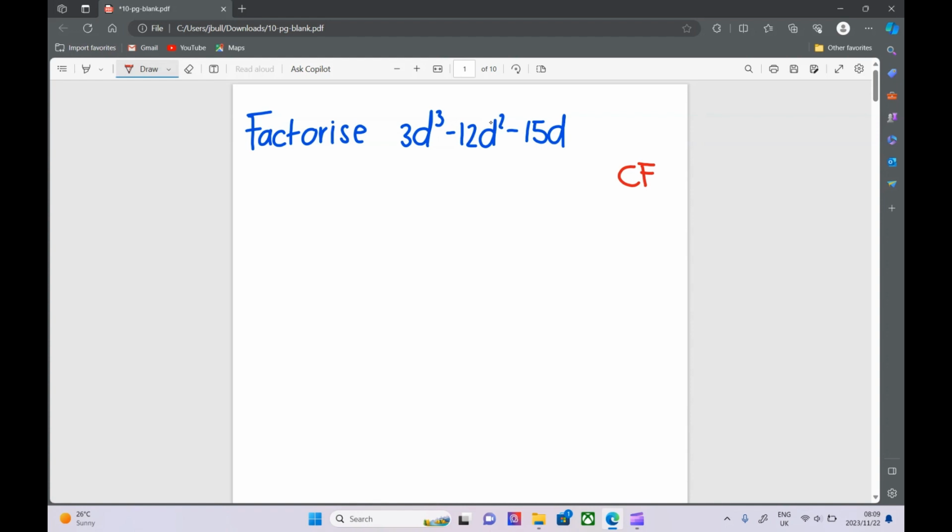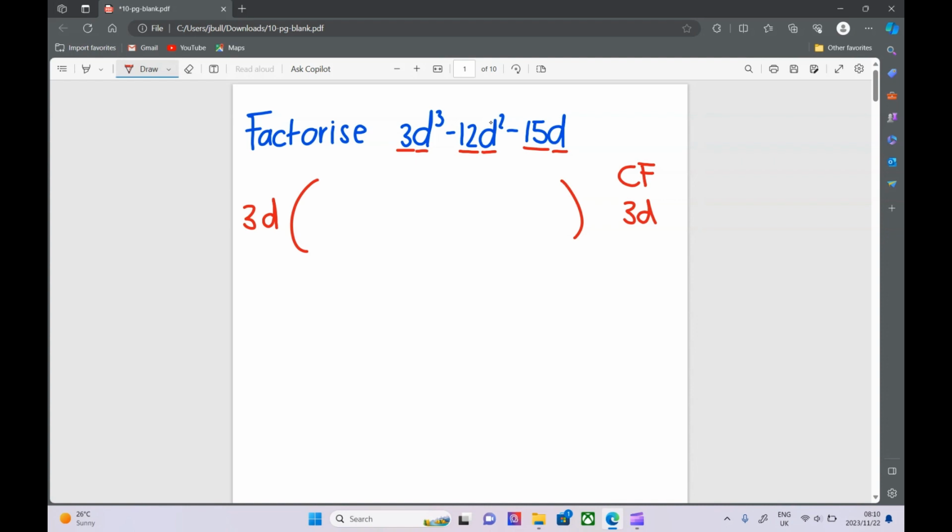So we can see every one of these numbers we can divide by 3. So we could say 3 is a common factor. And then every one of these we could divide by d. Okay, so d is also a common factor. So what I'm going to do first is I'm going to take out that common factor. So remember, the format is always we take the common factor out, and then we put brackets, and everything that's left over is going to go in the brackets.